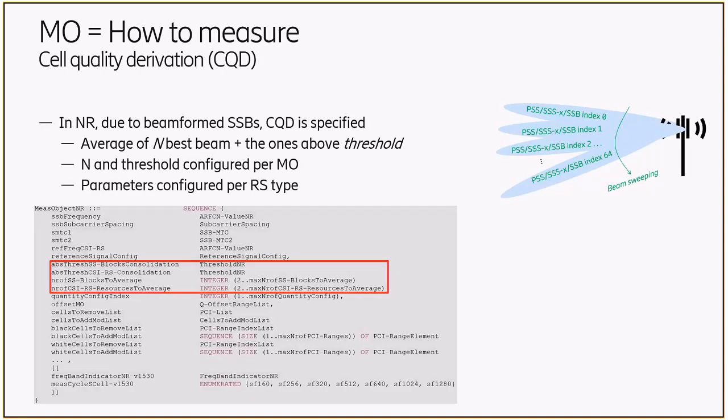So the MO also tells how to measure, not only where to measure, but what to measure, but how to measure. And in NR, there is this concept of cell quality derivation because of beamforming. Basically, this is specified, and it's been agreed to have this average of N best beams plus the ones above threshold. And N and the threshold are configured also in the measurement object, basically. And those parameters are configured per RS type. So there's the threshold for SSB, threshold for CSI-RS, and N for SSBs and N for CSI-RS.